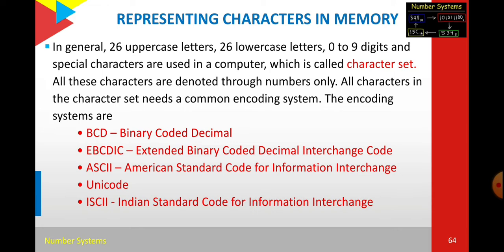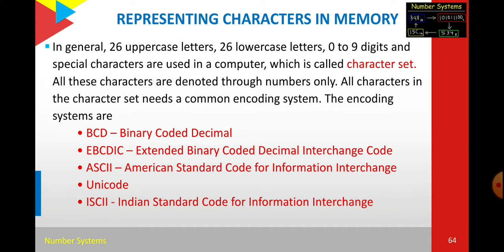In general, there are 26 uppercase letters in the alphabet, A to Z. We also have 26 lowercase letters, and then the numbers, the digits 0 to 9. And special characters: what are the special characters? Comma, semicolon, full stop, and the symbols for division, addition, subtraction, multiplication. All the symbols used in a computer are considered special characters. So these are all known as a character set.